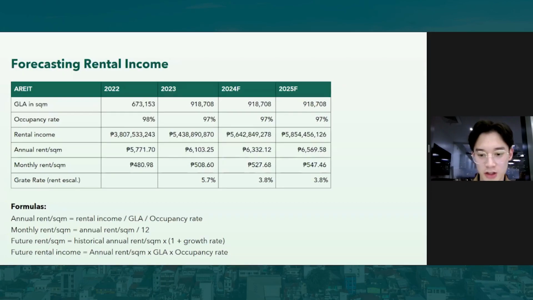And there you go. You guys compute this for yourselves just to make sure, but essentially this is what you will need to forecast rental income of a REIT. Next slide, please.